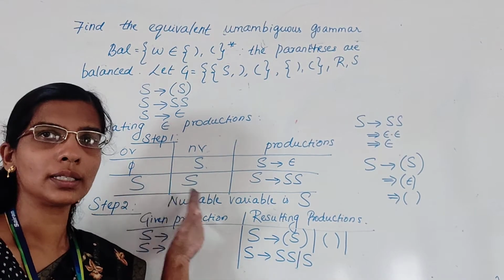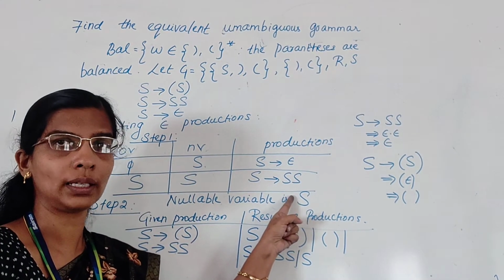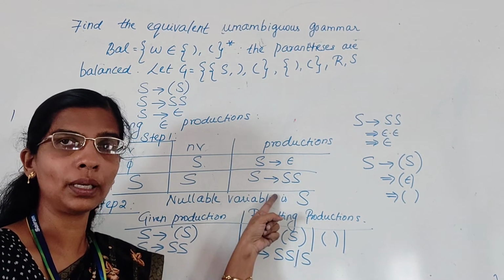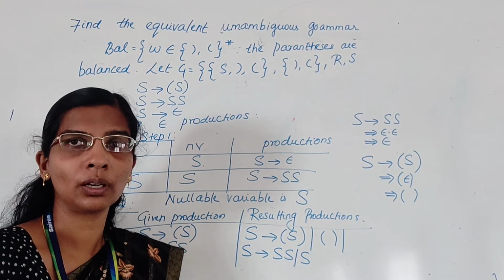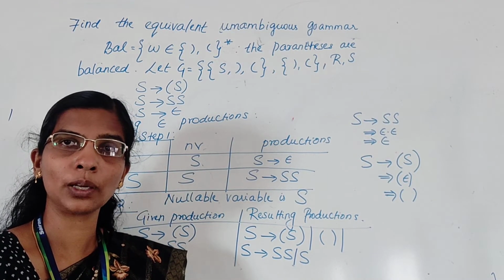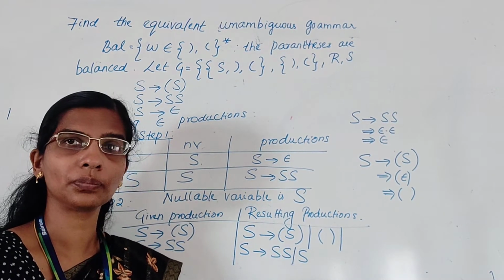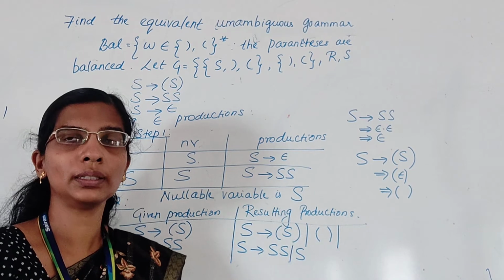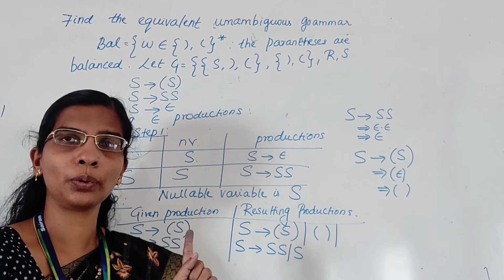So this is my step 1, eliminating epsilon production. Now you check here, the start symbol is a nullable variable. Since your start symbol is a nullable variable in this example, in the next step you have to include at most one epsilon. In the first step, since we are eliminating epsilon production, there won't be any epsilon in your resulting production. But the problem is your start symbol is a nullable variable here, so I'll keep only one epsilon production.